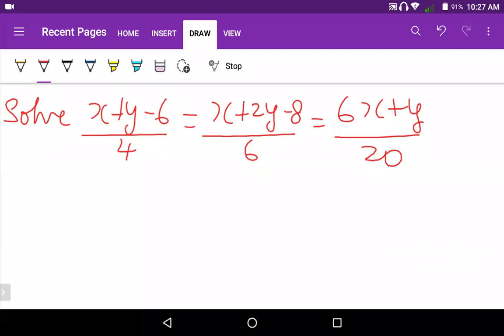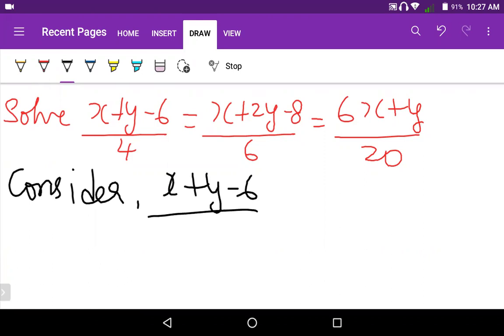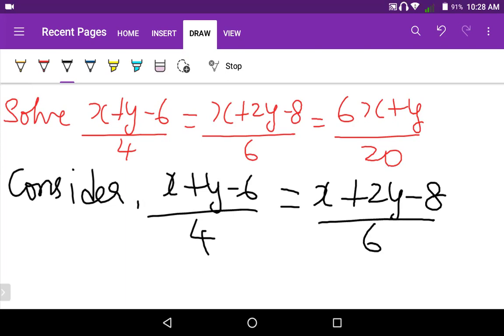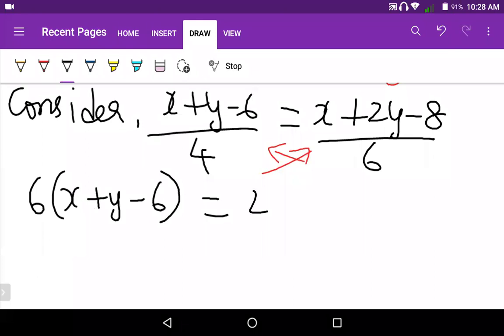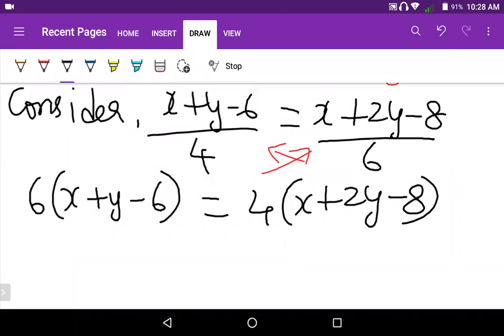Okay. So now first consider 1 and 2. So consider x plus y minus 6 by 4 is equal to x plus 2y minus 8 by 6. Okay. So here if you observe, we can do the cross multiplication. Yes. So if we do the cross multiplication, we will be able to take 6 to the other side. So 6 into x plus y minus 6 is equal to 4 to the other side. So 4 into x plus 2y minus 8. Okay. So this is the expression that you get.